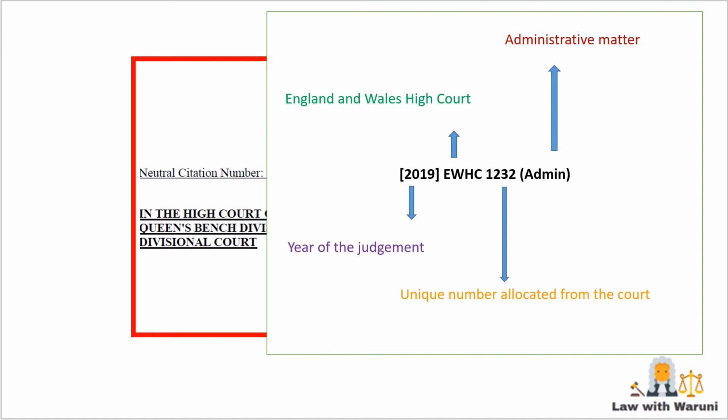Here I have given it on screen. The year 2019 means the year of the judgment. England and Wales High Court, that means what is written as EWHC, will mean England and Wales High Court. The number 1232 is the unique number given for this case from that court. Then within brackets we can see the word Admin. That shows that this is an administrative case. This particular judgment is a case on judicial review grounds.